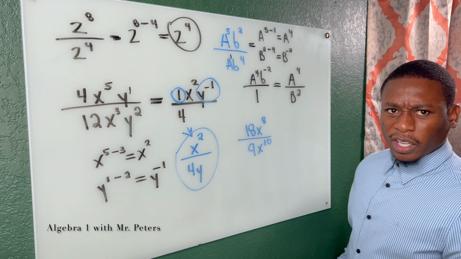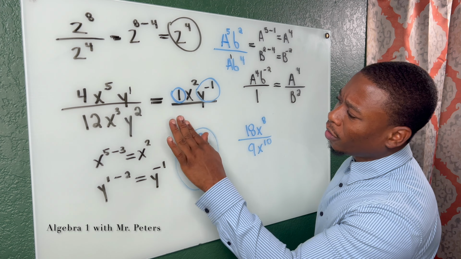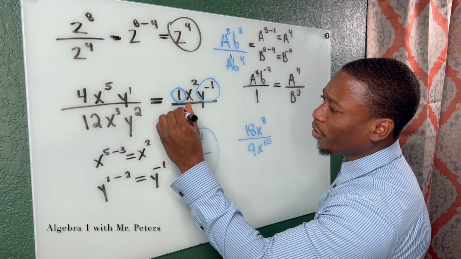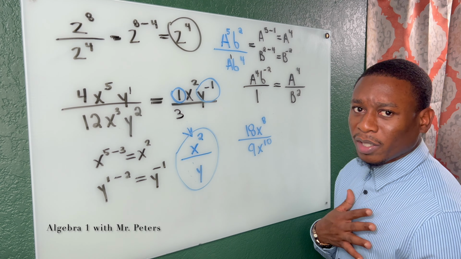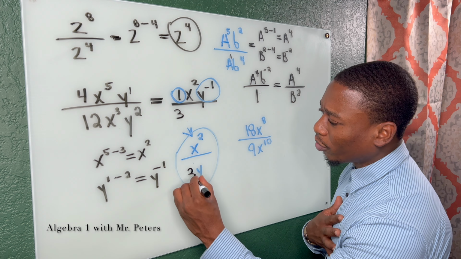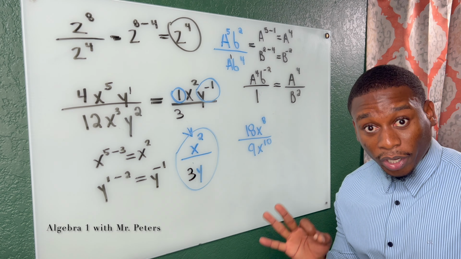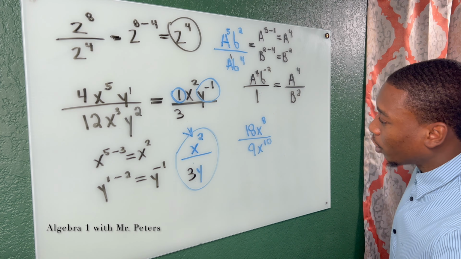Oh, and I made a mistake. Well, hold on. This is why you've got to double check your work. This should be 3. So if anybody caught that in the video, I'm sorry, I do make mistakes. I don't know what I was thinking. This should be 3. So x squared over 3y. That's why it's important to double check your work.